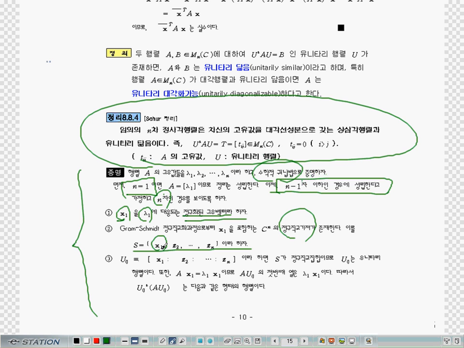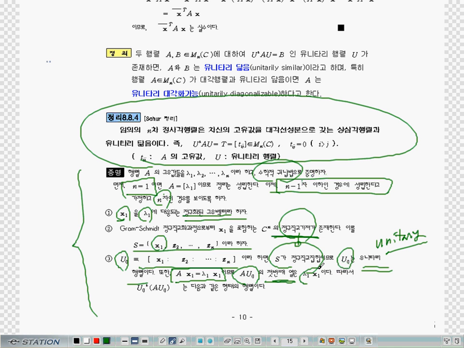Okay? Since they are an ON basis, we can make a matrix U0 with those ON basis vectors as columns. Then from the characterization theorem for the unitary matrix, we know that matrix U0 is a unitary matrix. Okay? And also, we know A x1 is equal to lambda 1 x1. So the first column of A U0 is lambda 1 x1.